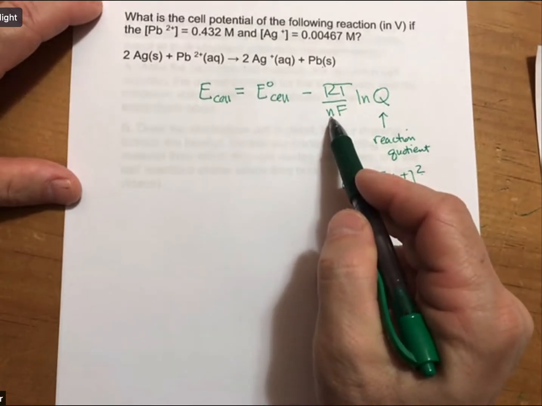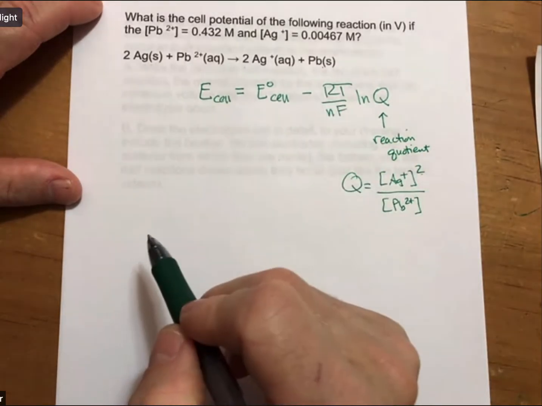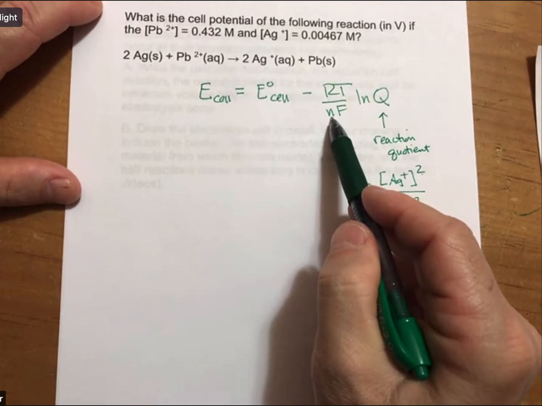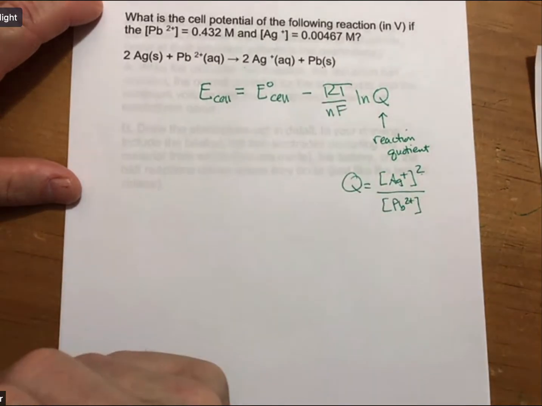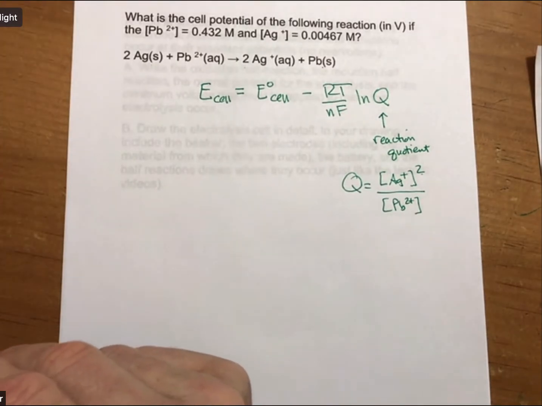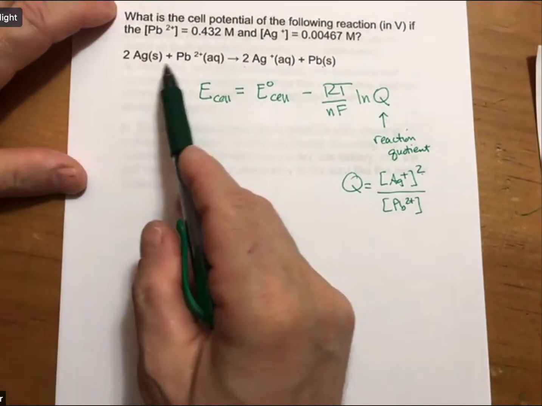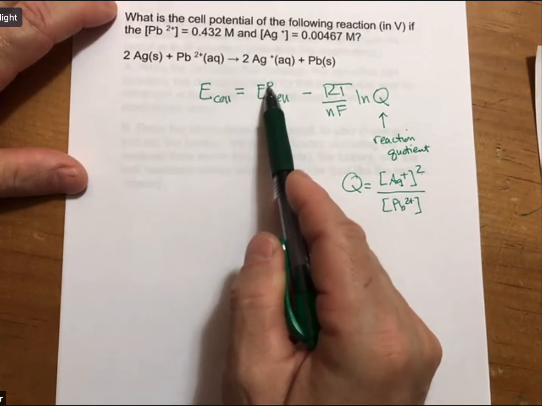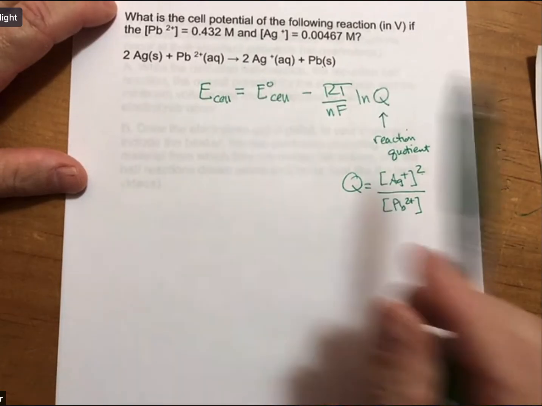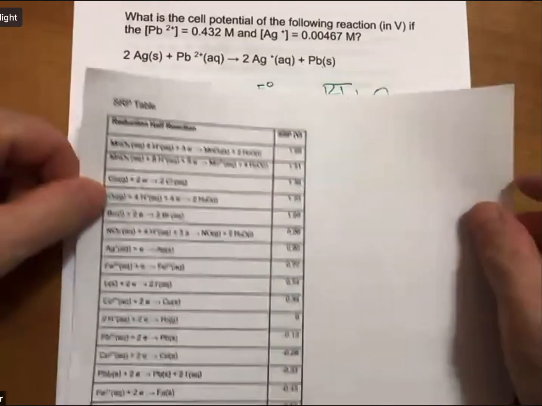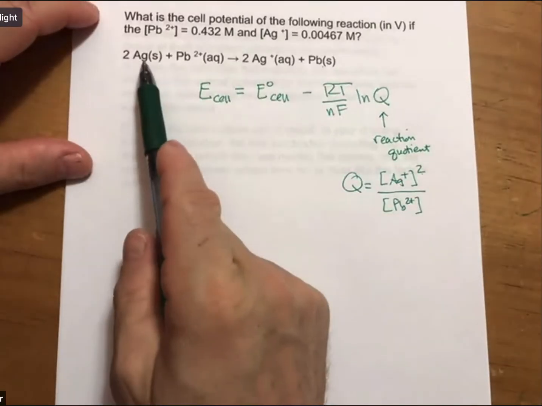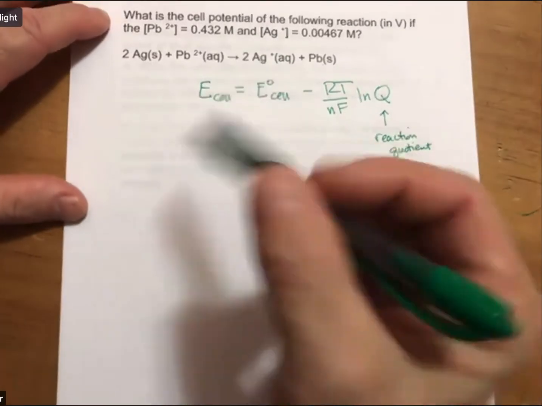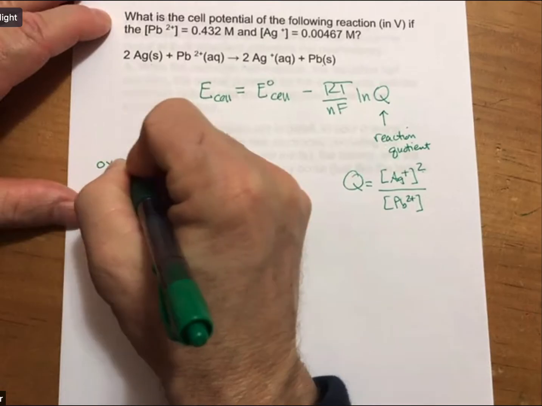And all of the other characters still have the same meaning: number of electrons, Faraday constant, R is our 8.314, same as our last one. But we need to figure out our standard cell potential using our SRP table. This time, oh, this is interesting. We have silver going to silver plus as our oxidation.